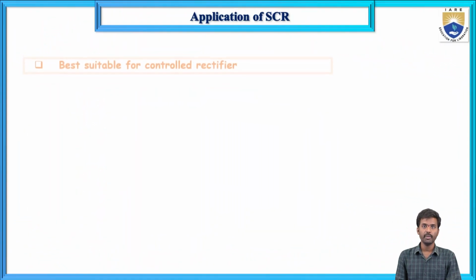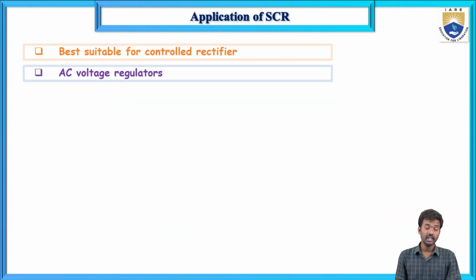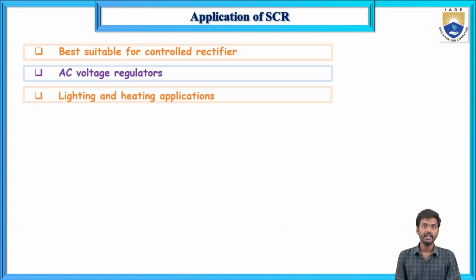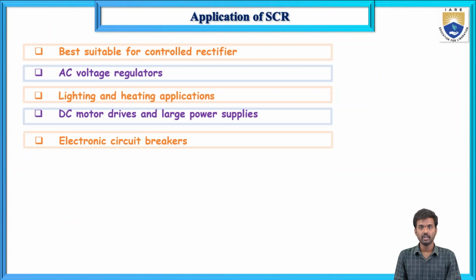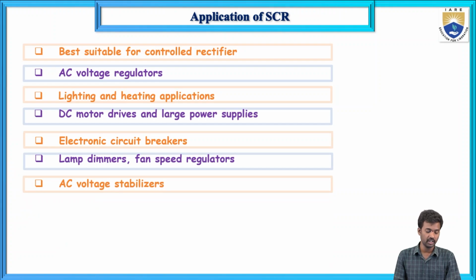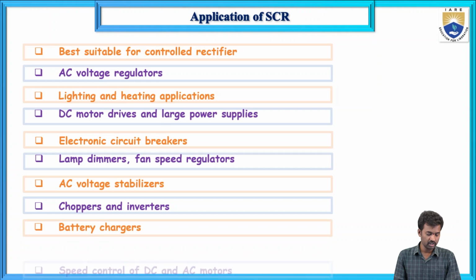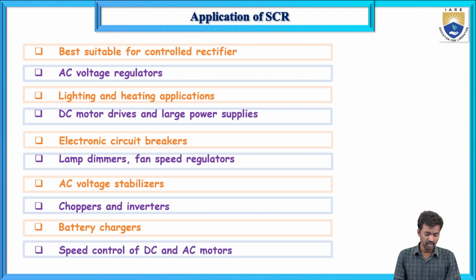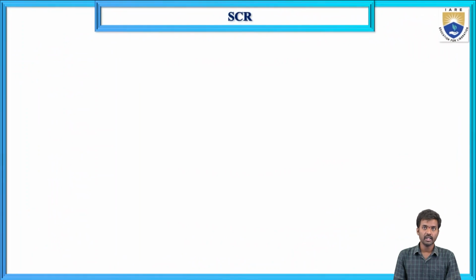And next, these are the applications. It is suitable for controlled rectifiers and AC voltage controllers, lighting and heating applications, motor drives, DC motor drives and large power supplies, electronic circuit breakers, lamp dimmers, fan speed regulators, and AC voltage regulators. And in choppers and inverters, we use it in battery chargers, and for speed control of DC and AC motors.